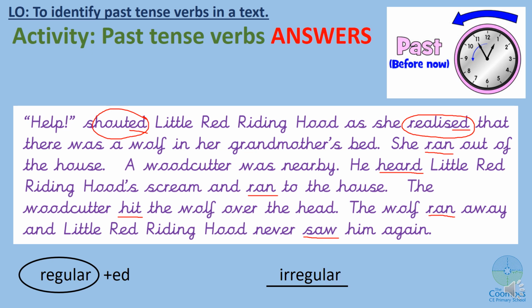Another tricky one is this word here. Was is a past tense verb, but because it's not something you can do, that was a very tricky one to find. So if you've underlined was as well, you have got that correct. So well done.